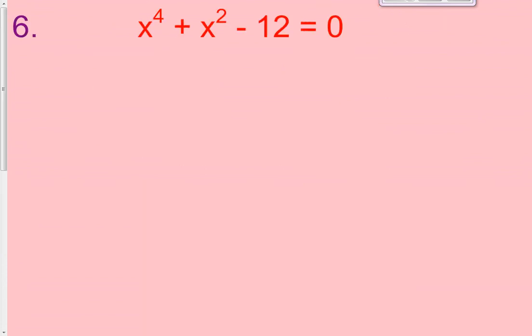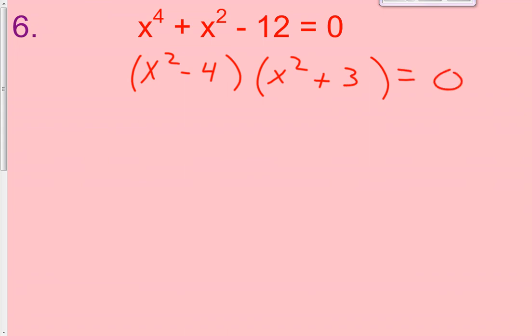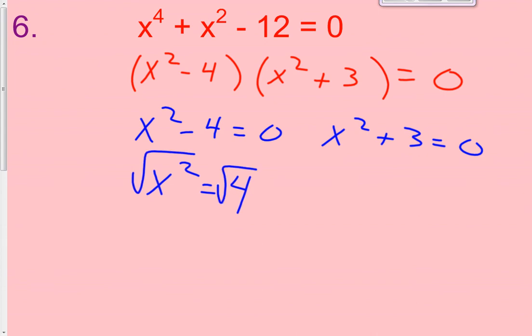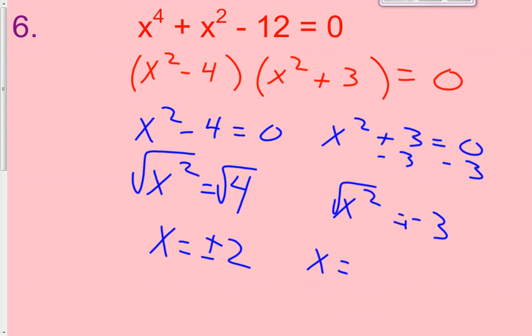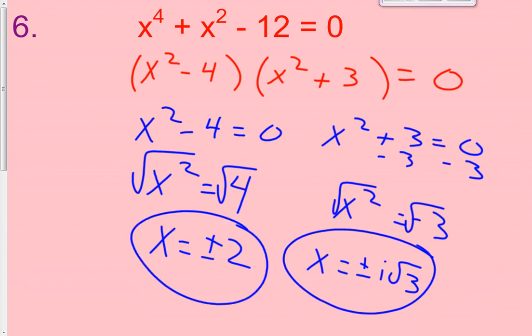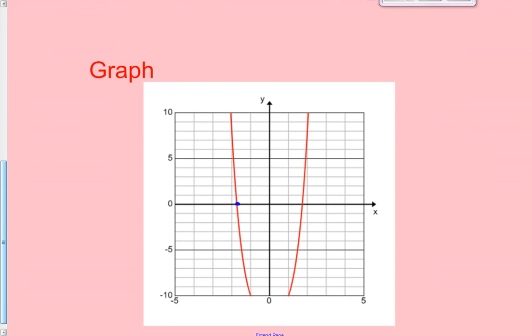Oh, sorry, I'm getting ahead of myself here. Problem number 6. Let's again factor this. So we have x squared and x squared, a negative 4 and a positive 3. That's how we'd factor this one. And now those factors would equal 0. So we would get x squared minus 4 equals 0, and x squared plus 3 equals 0. X squared equals 4, square root both sides, x equals plus and minus 2. Subtract 3, x squared equals a negative 3, so that means x equals square root both sides, plus and minus i square root 3. So you have two imaginary roots and you have two real roots. The two real roots cross at 2 and a negative 2. So right there and right there.